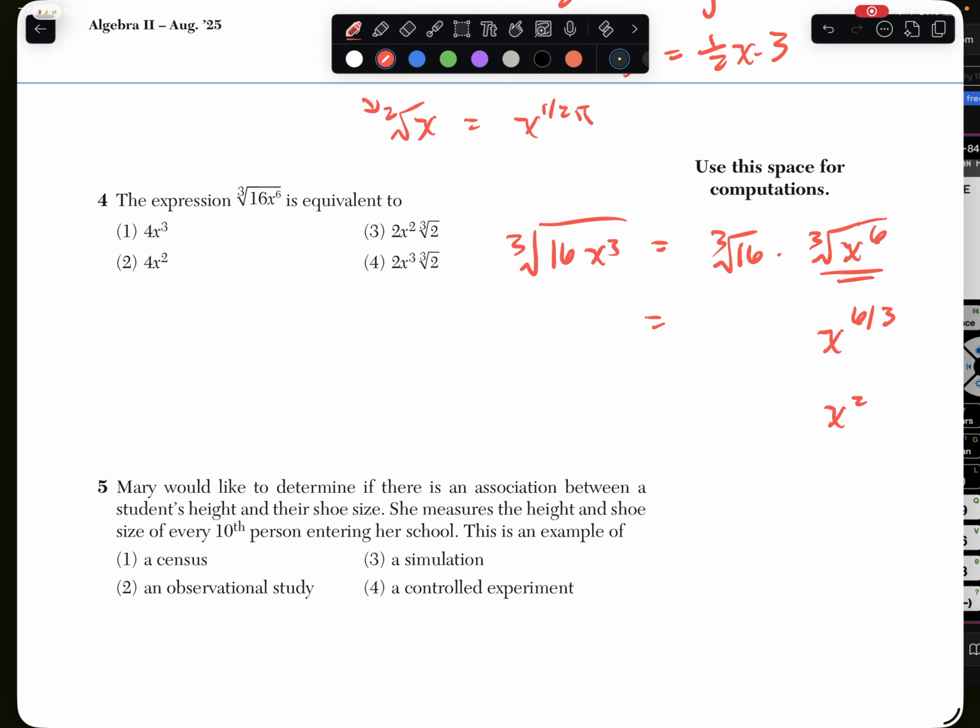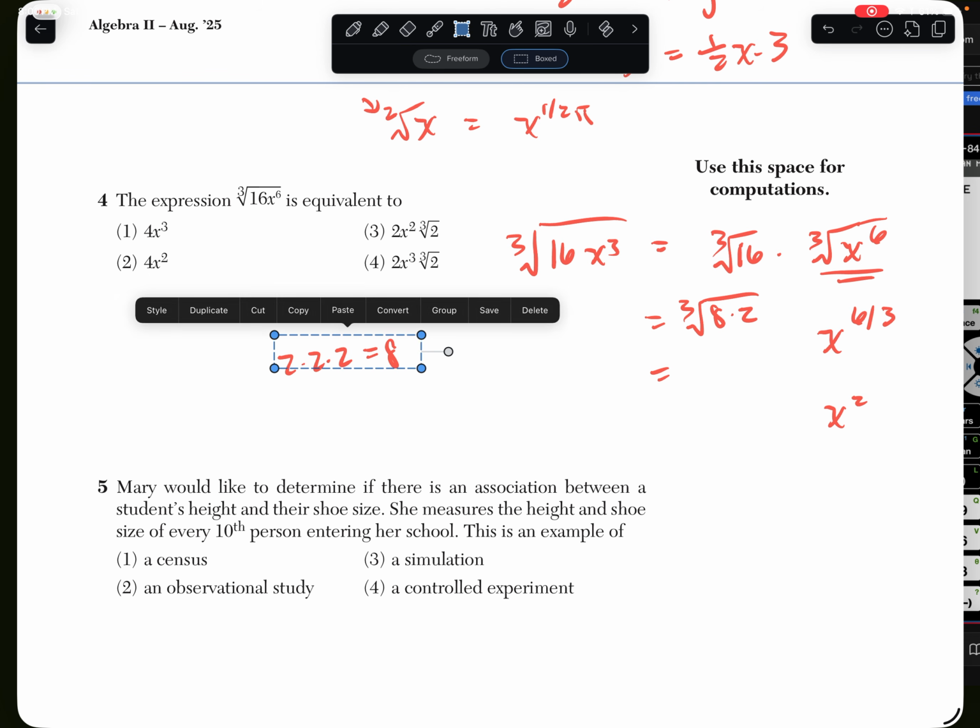Okay, there's not really a lot more that's tricky here, but the tricky part is the cube root of 16. So 16, I can separate into 8 times 2. The cube root of 8 is 2, because 2 times 2 times 2 is equal to 8. Alright, remember, this is cube root, not the square root.